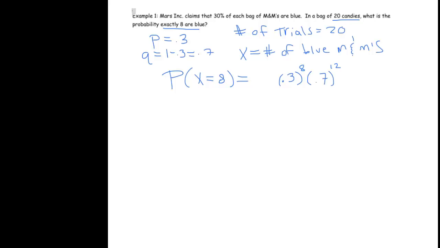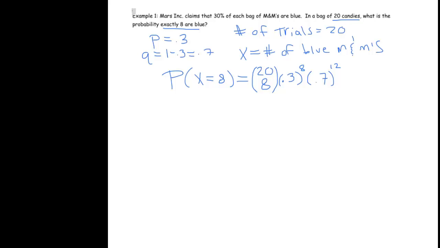And again, it's tempting to stop here, but remember, you have to account for all the ways in which you can have blue M&Ms in the 20 slots. We should think of them as slots: 8 blue M&Ms in the 20 slots. There's 20 choose 8 ways to do that. So this time I'm actually going to compute this out directly, and then in the next slide I'll show you how to use the distribution button.